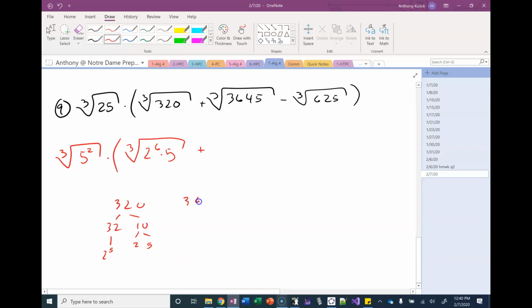Plus 3645 is the 5 and 729, and 729 is 3 to the 5th, I think? Nope, 6th. Yeah. And then 625 is 5 to the 4th.